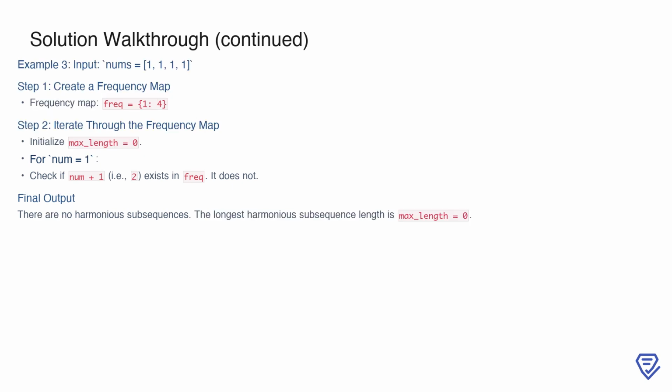In the final example, the input array is nums = [1, 1, 1, 1]. The frequency map here is frequency = {1: 4}, indicating that the number 1 occurs 4 times. We initialize max_length = 0 and iterate through the frequency map. For number = 1, we check if number + 1, which is 2, exists in the map. It does not, so no harmonious subsequences can be formed. As a result, the longest harmonious subsequence length remains max_length = 0 for this example.